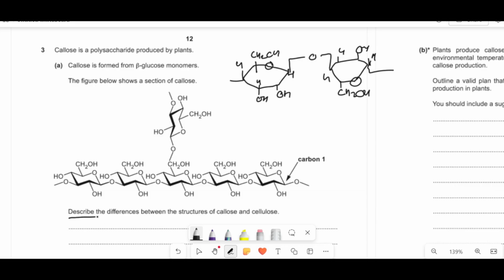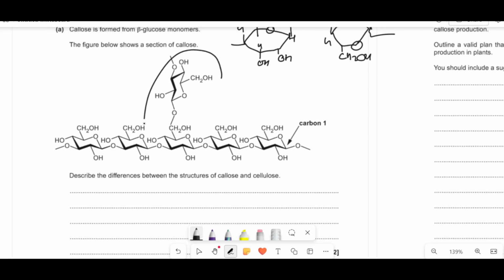The question says describe the differences between the structures of callose and cellulose. Already I can see there's a branch coming off of here. Cellulose is straight and unbranched. So immediately, callose is branched.